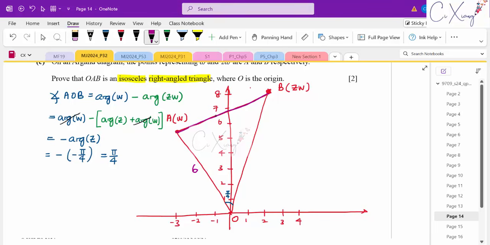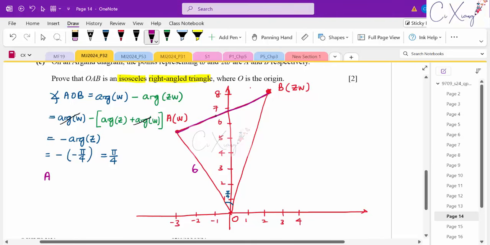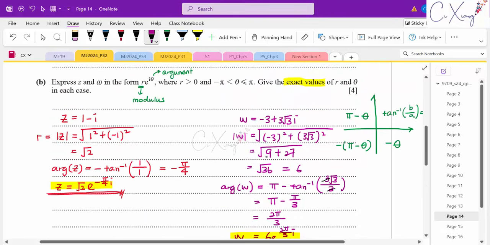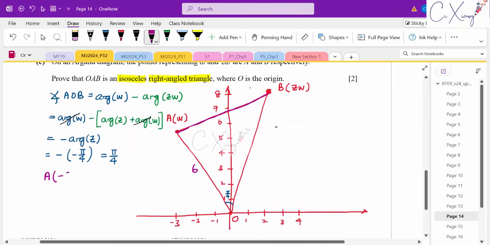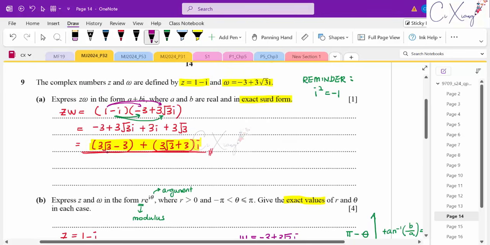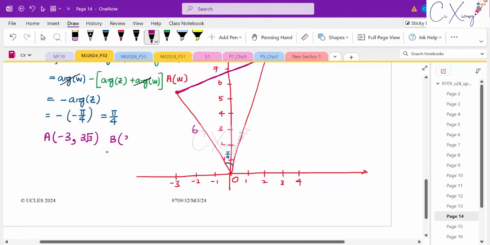Okay, so again, just to write out the A again, what's the coordinate for the A? The coordinate for the A means the W, right? So again, just now we have the W here. W is negative 3 plus 3 square root 3i, sorry. So x equals negative 3, then the y is 3 square root 3. Then for the B, basically it is ZW. So our coordinate just now is here: 3 square root 3 minus 3, 3 square root 3 plus 3.